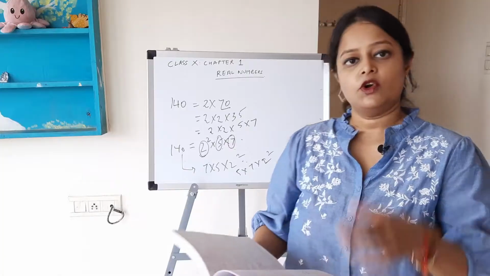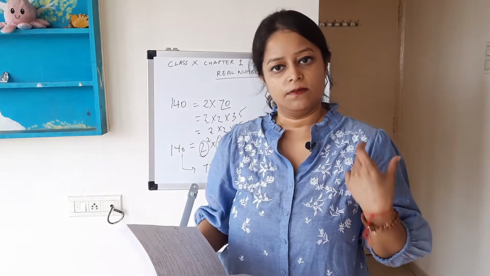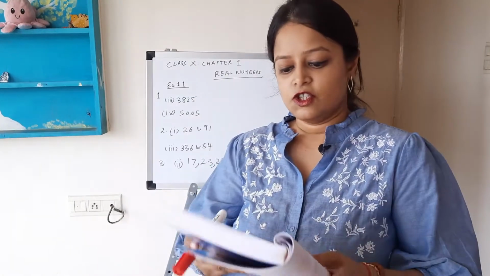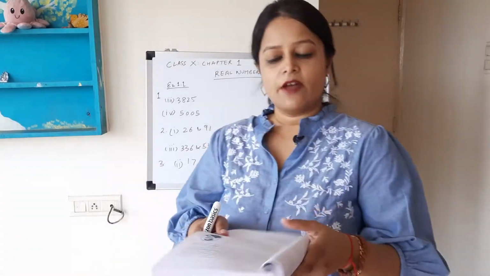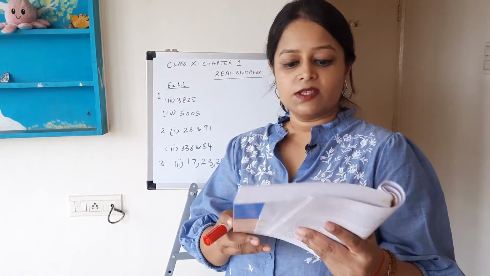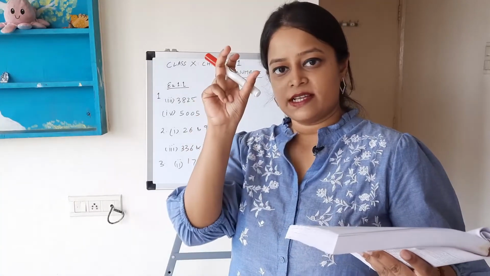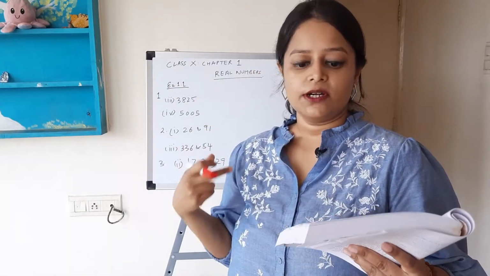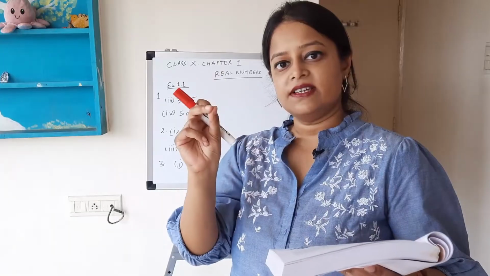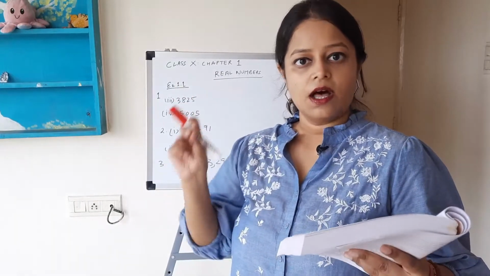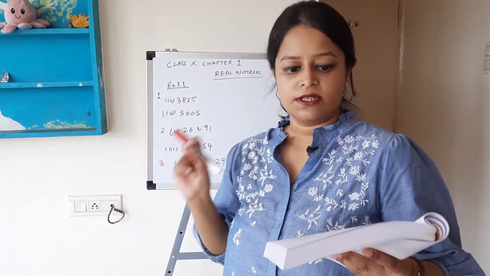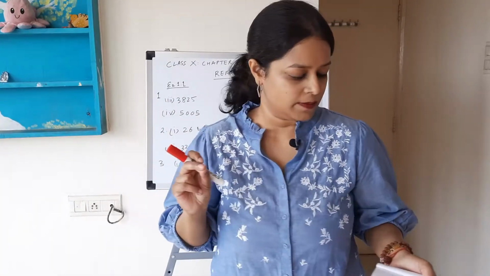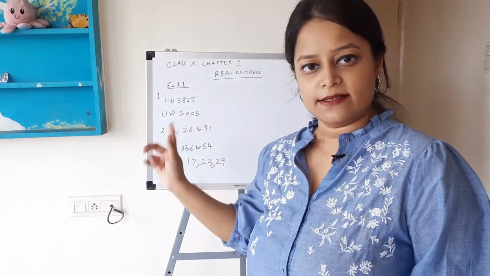We can then jump on to the questions and we will solve each of them now. So again, what is the fundamental theorem of arithmetic? It states that every composite number can be expressed, and when we say expressed, we mean factorized, as a product of primes, and this factorization is unique apart from the order in which these prime numbers occur. So now we are going to go to the exercises.